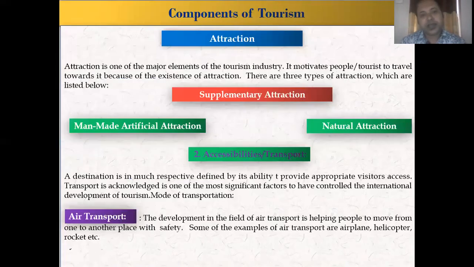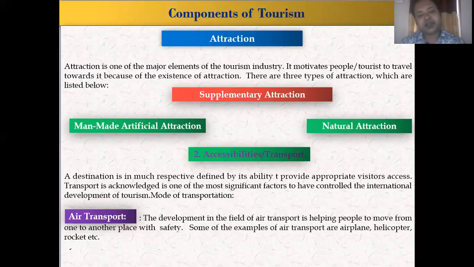Components of tourism: attraction, supplementary attraction, man-made artificial attraction, natural attraction, accessibility, transport, air transport. So far, components of tourism in the criteria: attraction. First of all, to visit a certain place, definitely you have a proper attraction, or the utmost attraction, to visit a certain place for a certain reason. Supplementary attraction: when you are going somewhere and you wish to travel to this place, this way of chance could help you to visit this place.